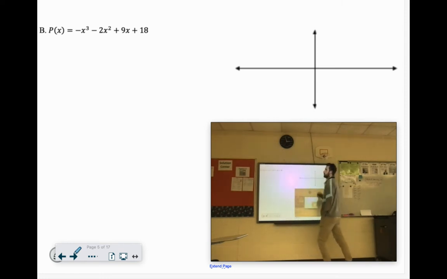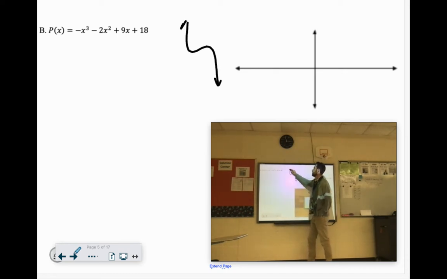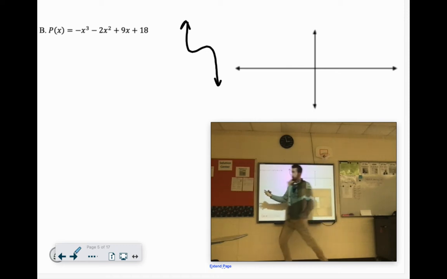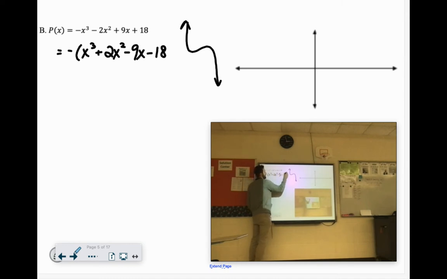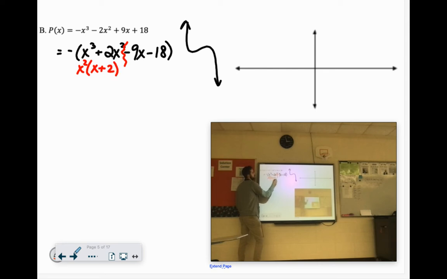All right. Now this one, our lead coefficient is negative. It's to the third degree. So our graph would look something like that. Now we're going to factor out the negative. That gives us x cubed plus 2x squared minus 9x minus 18. If we were to try to factor this by grouping, these two have an x squared in common, which leaves us with x plus 2. And then this will factor out a negative 9, which leaves us with x plus 2. Great, they both have the x plus 2.